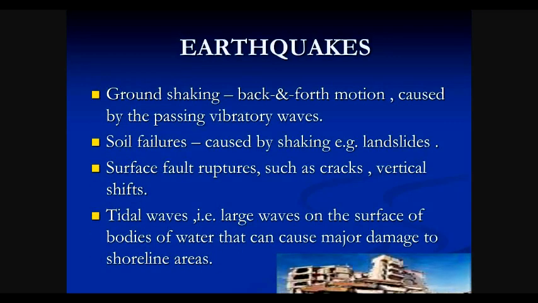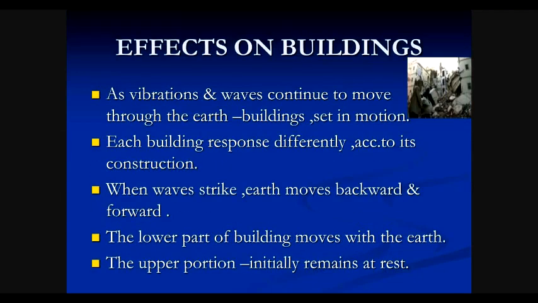Now, first of all, we are going to talk about earthquakes. What is an earthquake and what happens when it occurs? Ground shaking, back and forth waves, soil failures caused by shaking, for example, landslides, surface fault ruptures such as cracks, vertical shifts, tidal waves, that is, large waves on the surface of bodies of water that can cause major damage to shoreline areas.